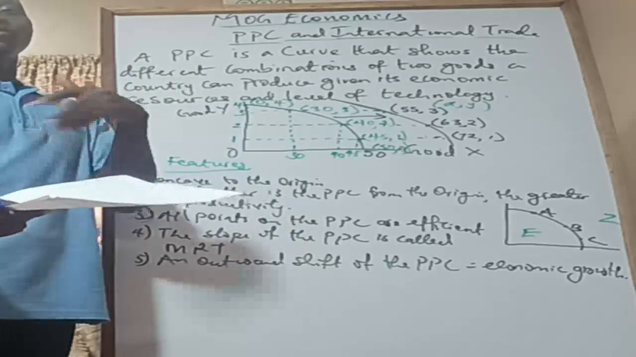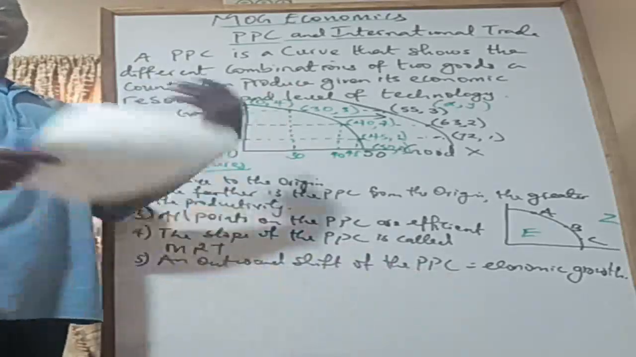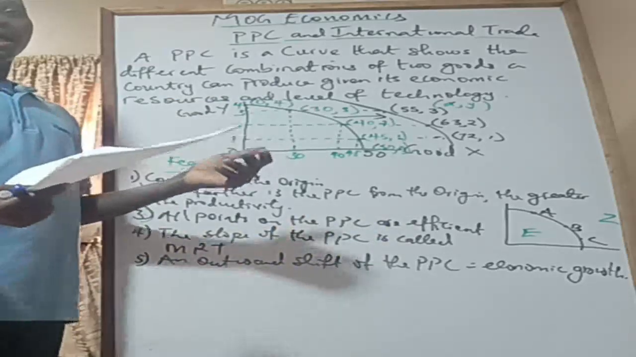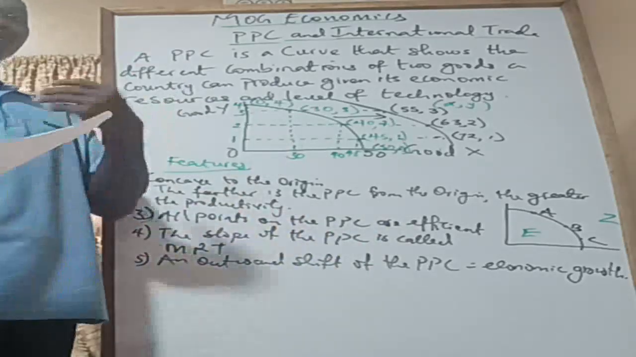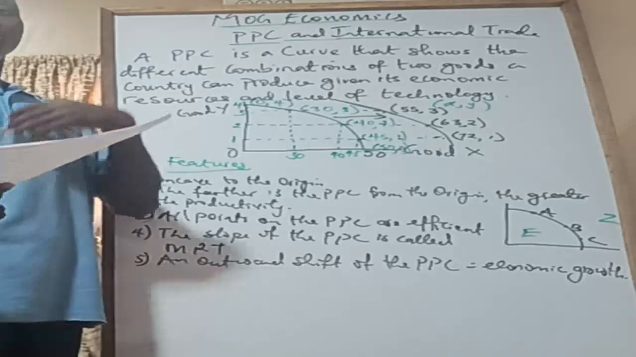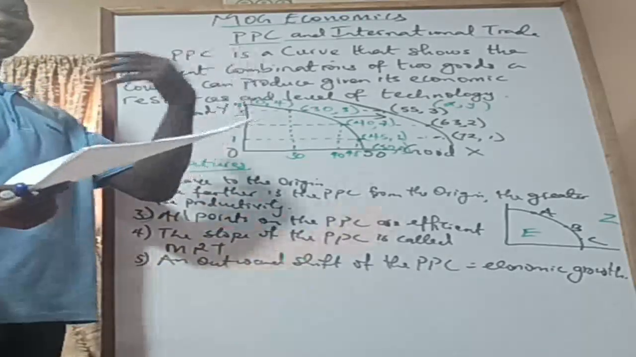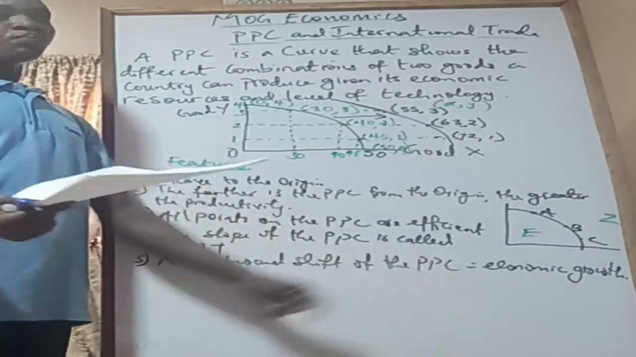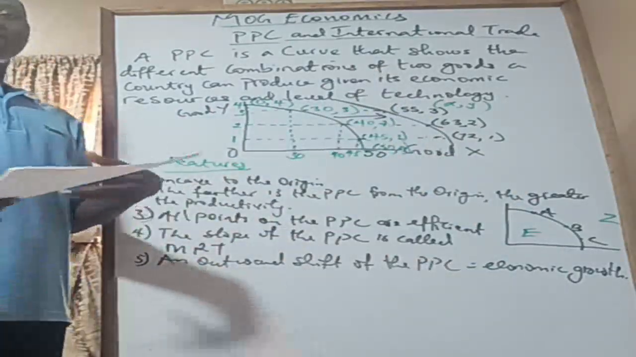What if there is discovery of new resources? What if your country never knew that it had crude oil, then you just discover that it has crude oil in commercial quantity? Definitely the amount of goods and services that your country will be able to produce now that it knows it has crude oil will be more. So that will shift your PPC outward. That's one. Then number two, you have immigration.